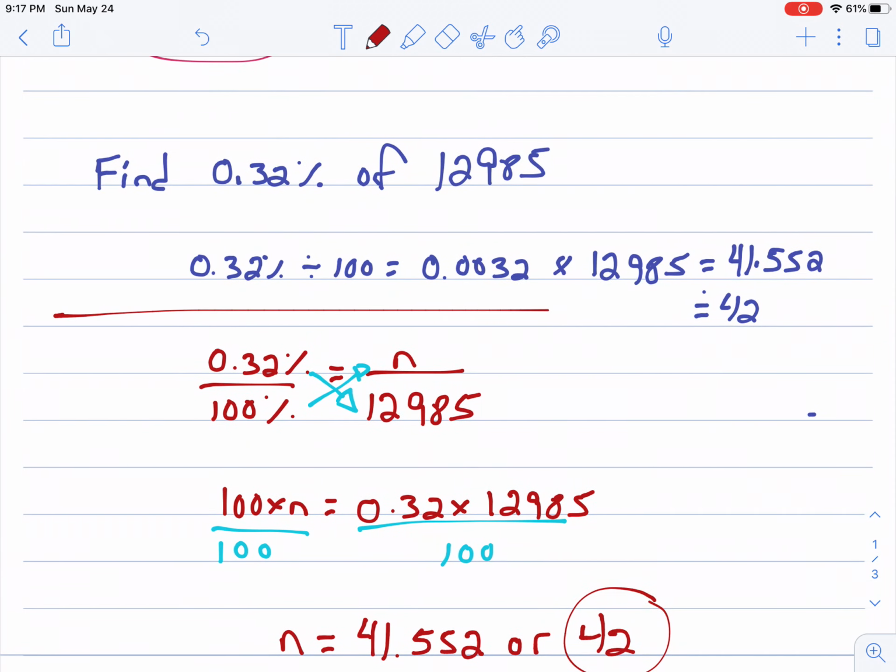Again, it does not matter the technique you use, whether you use the basic, turn the percent into a decimal and multiply, or you use the ratios. Again, as we move forward, the ratios will probably become a little bit easier, especially since we're going to be looking at ratios as our next topic after percents.